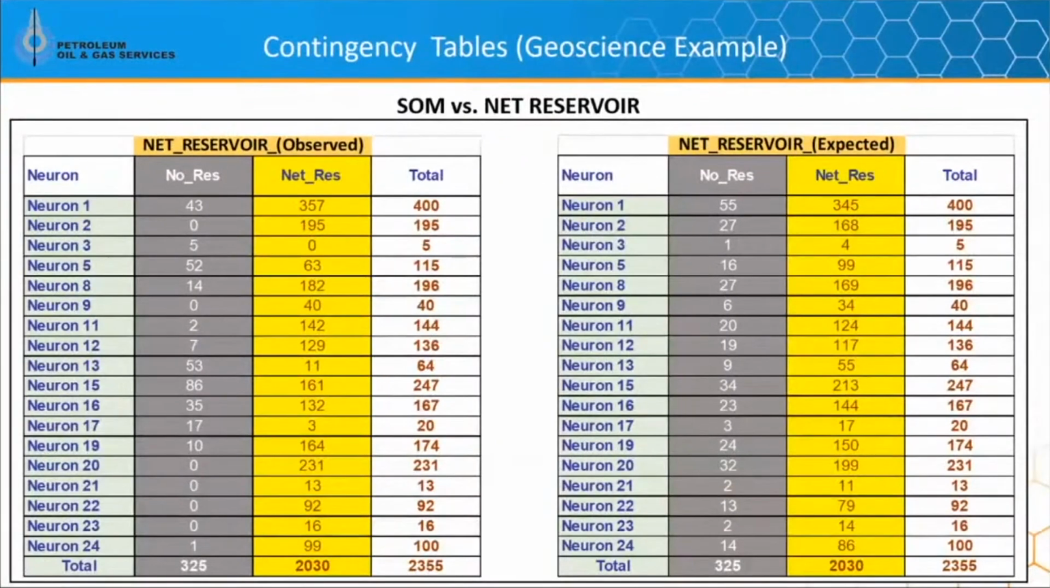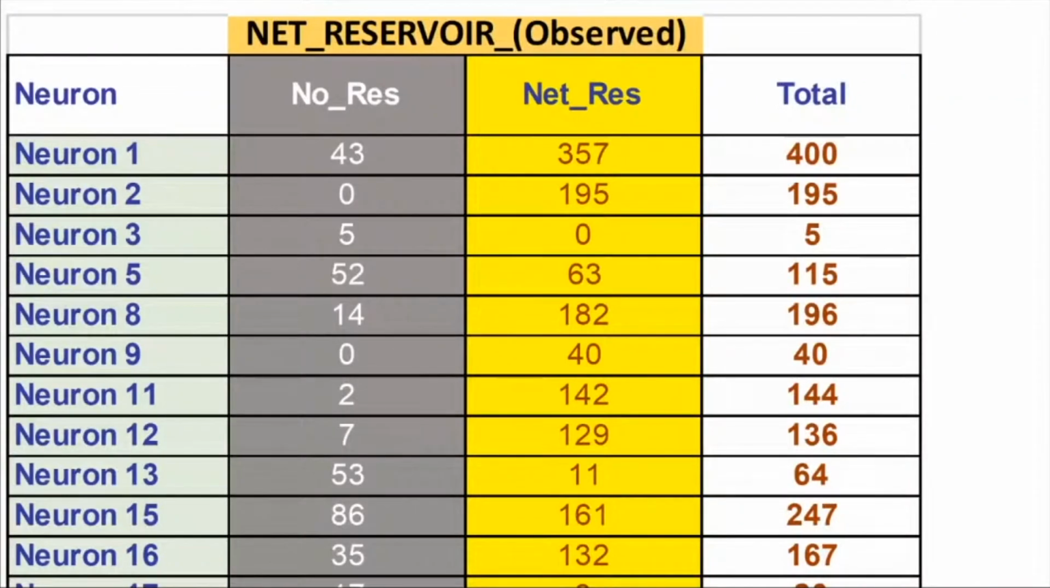And of course, we are looking in this example for neurons that have good counts in net reservoir, because they represent neurons that are the reservoir.